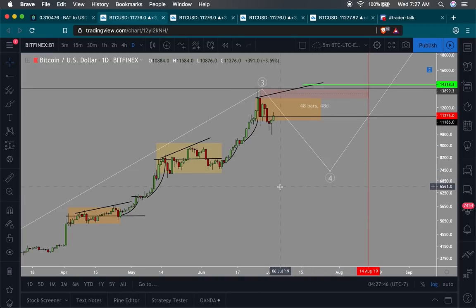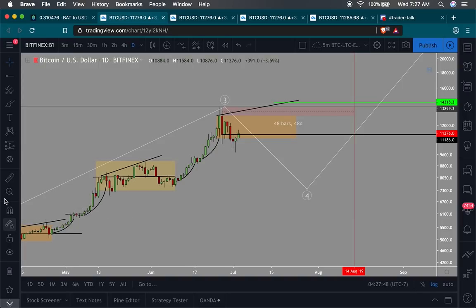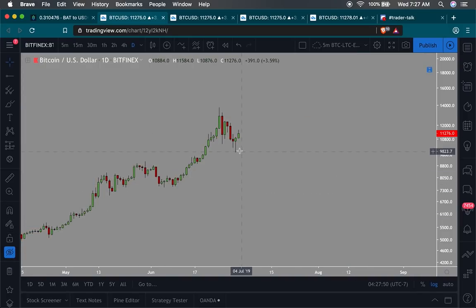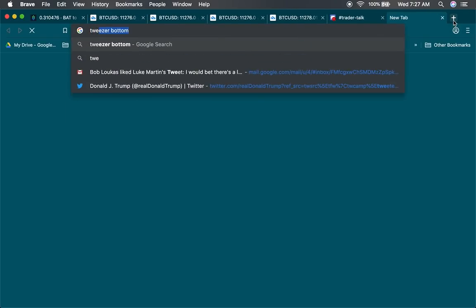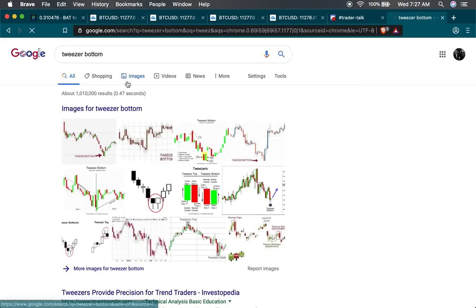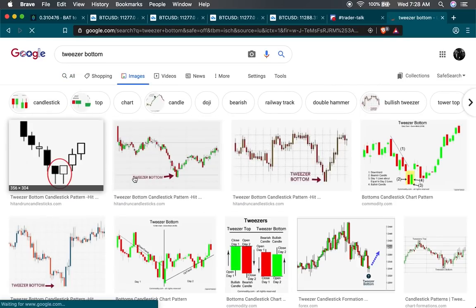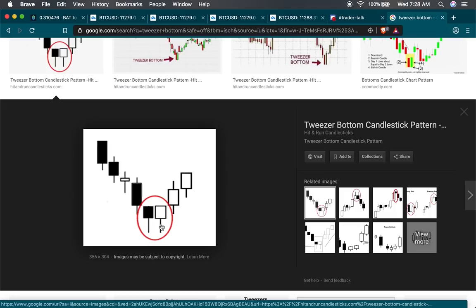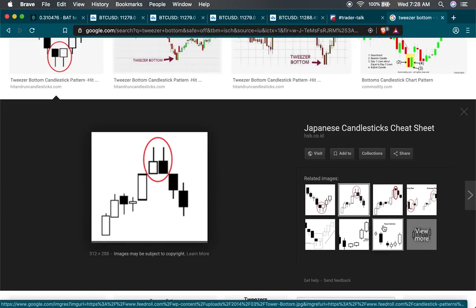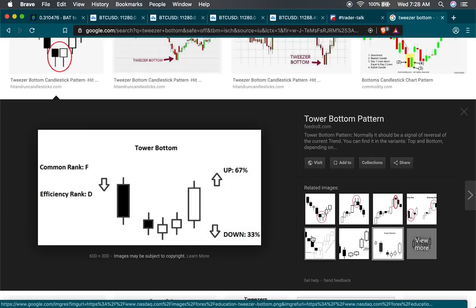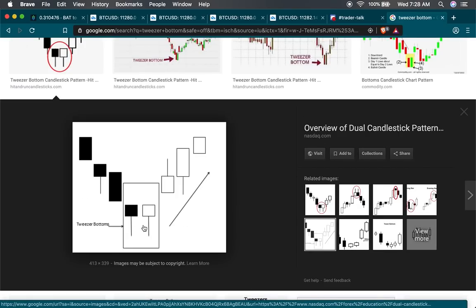I'm going to pull this RSI out. Let's get rid of everything. These two candles right here, folks, let me show you what these are. These are called tweezer bottoms. They look like this. Tweezer bottom candles, they look like that. Typically tweezer tops are the other way around, but tweezer bottoms, we're not at tweezer tops right now, but tweezer bottoms.